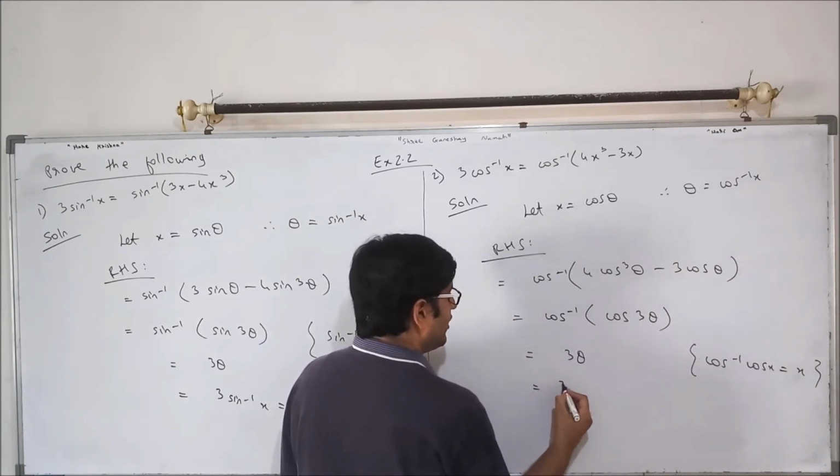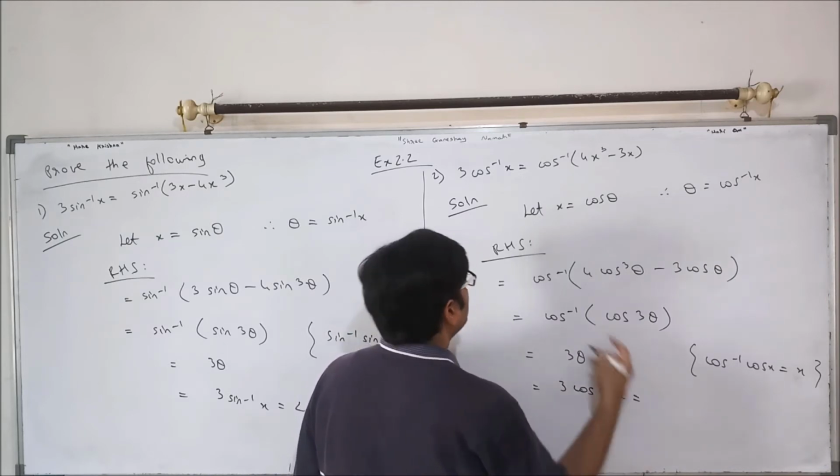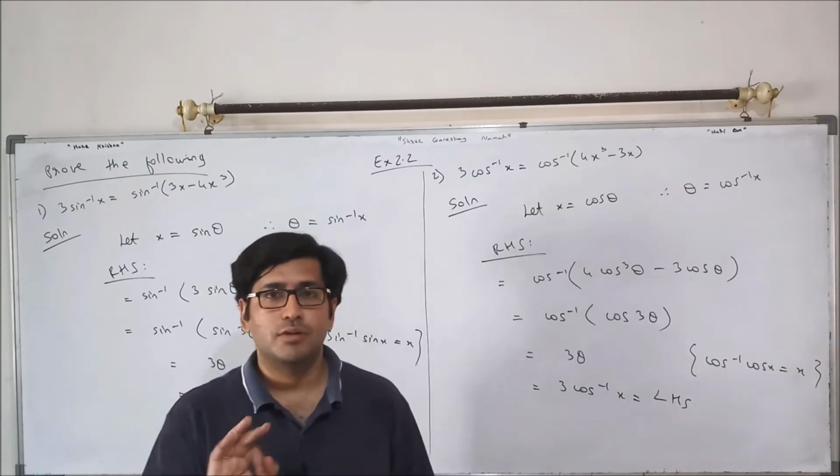Okay, so what we are going to get here? 3 theta. But what is theta? We have substituted cos inverse of x. So we are going to get 3 cos inverse of x, which you can say is your LHS. Okay students, let's move to question number 3.